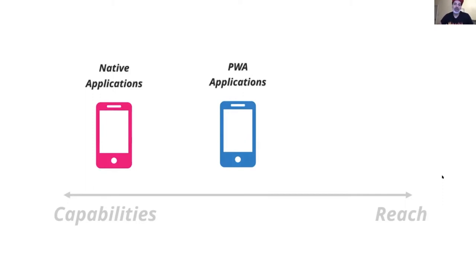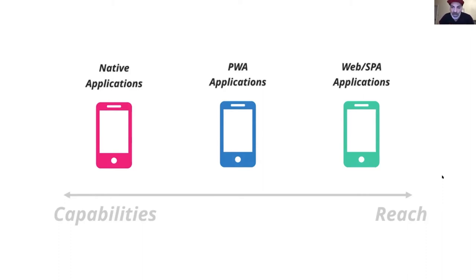So PWA applications come more or less in the middle. They give you similar capabilities, but they have more reach. They can be used in more places and devices, which makes them really interesting. And then finally, we have web or single page applications, which is probably what we are more used to. So these are the different options, and we are going to look into the middle one, progressive web apps. So what are the core requirements for progressive web apps?